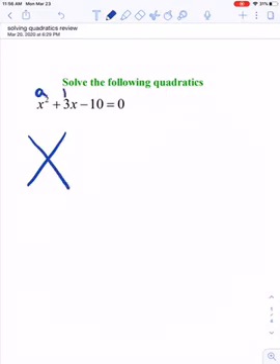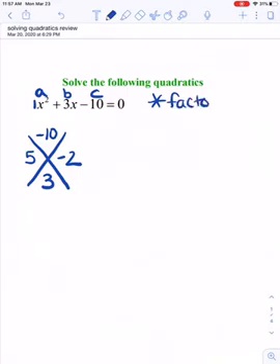So again, I'll label A, B, and C. Take A times C for the top of my x. Looks like I get negative 10 on the top and B on the bottom, which is 3. So I've got to find two numbers that multiply to a negative 10, but add up to a positive 3. It looks like those two numbers would be 5 and negative 2. Again, I would double check: 5 times negative 2 is a negative 10, 5 plus a negative 2 is a positive 3. So it looks like the x works. So I'm going to go ahead and use factoring to solve this quadratic.